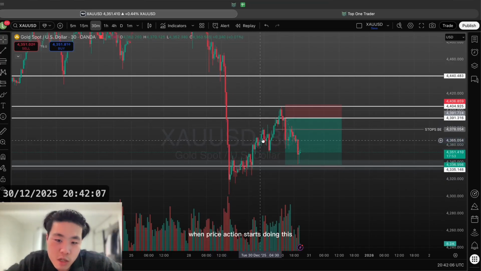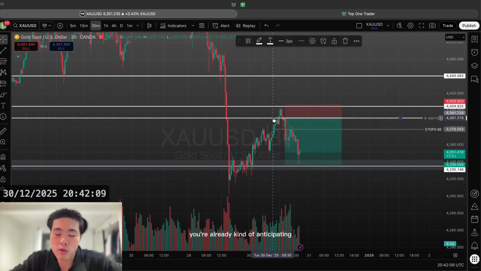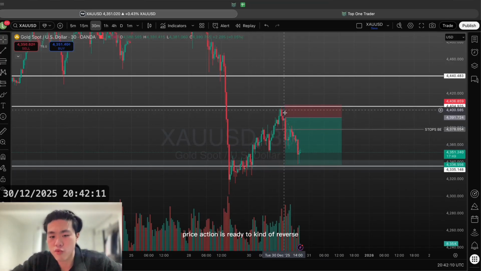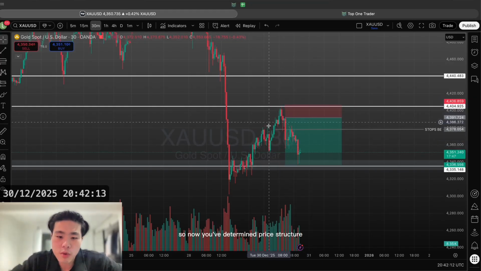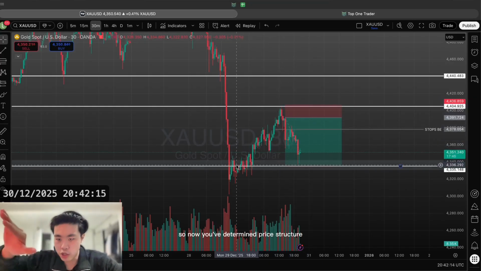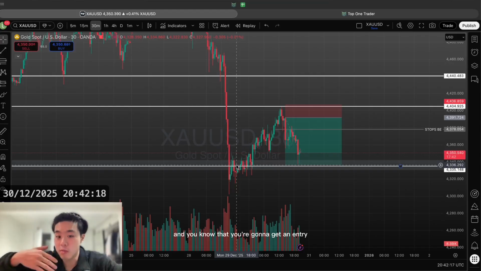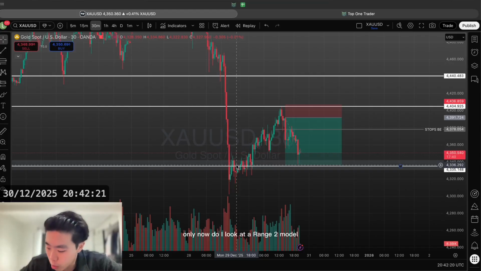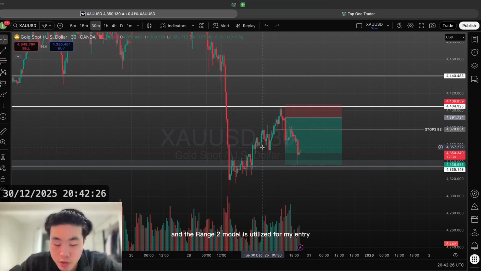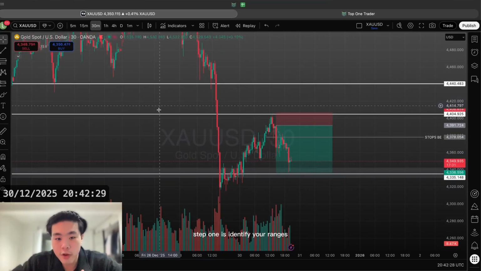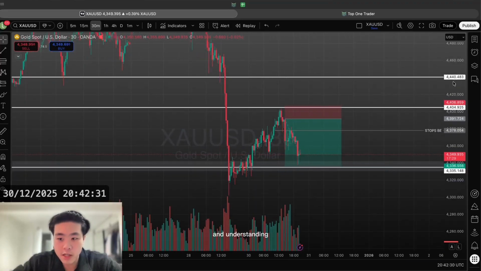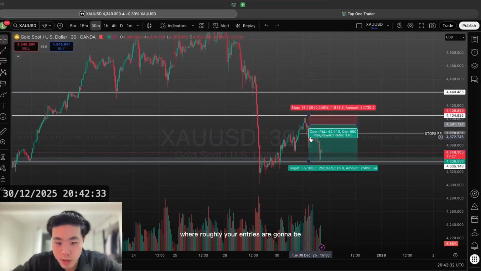When price action starts doing this, you're already anticipating that price action is ready to reverse. So now you've determined price structure and you know that you're going to get an entry somewhere soon. Only now do I look at a range 2 model, and the range 2 model is utilized for my entry. So your step 1 is to identify your ranges through the 4-point checklist and understand where roughly your entries are going to be.